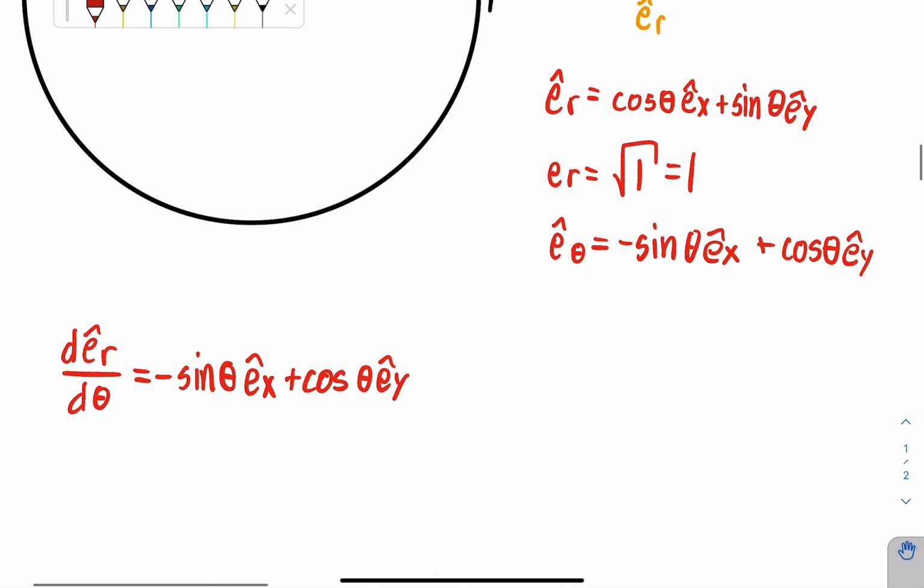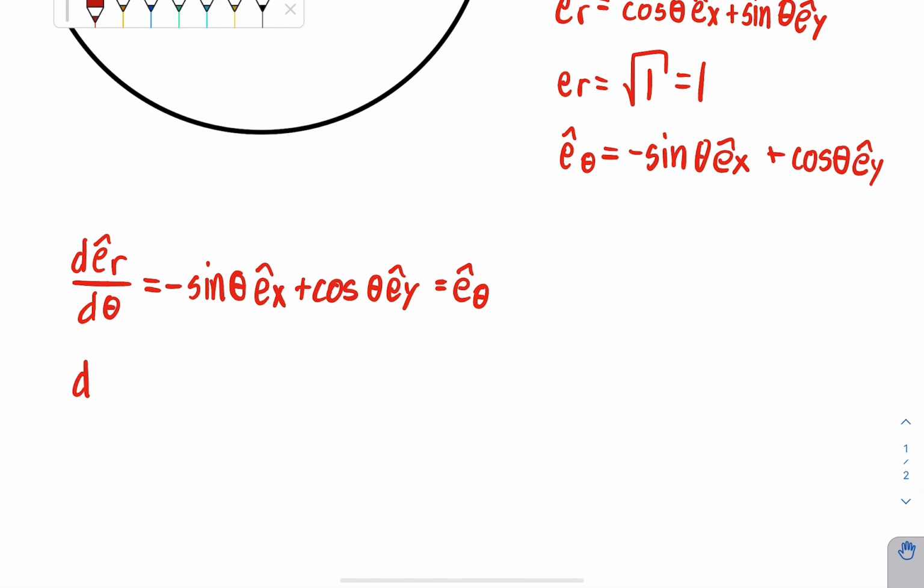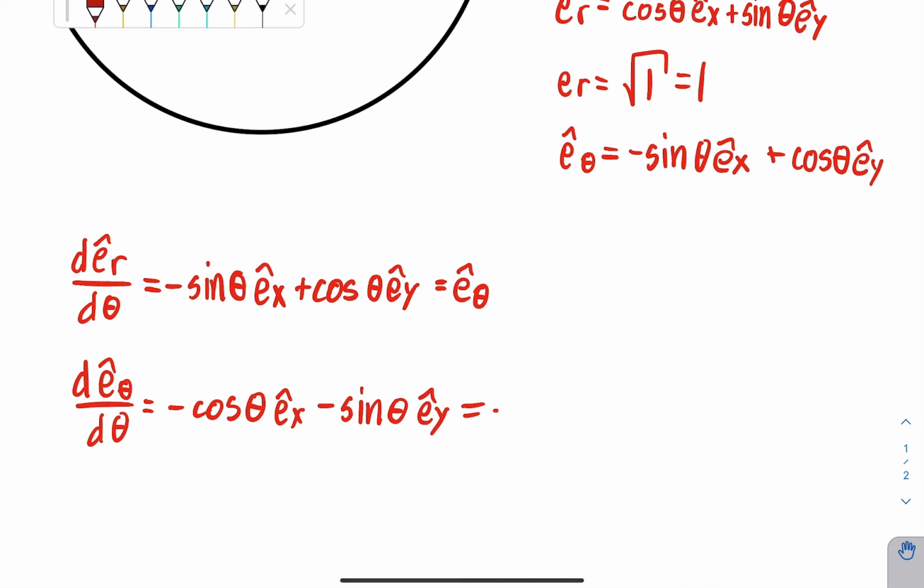Well, what does this look like? This looks just like e sub theta. So we set this equal to e sub theta. That's interesting. Now let's find the derivative of e sub theta with respect to theta. We are going to get negative cosine of theta e sub x hat minus the sine of theta e sub y hat. And this is equal to negative e sub r. Okay, so now we've differentiated all of our basis vectors, which is wonderful.